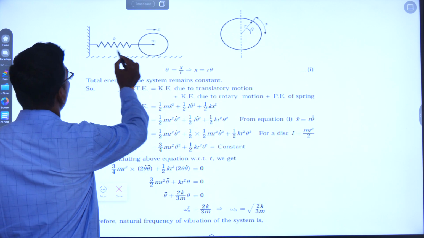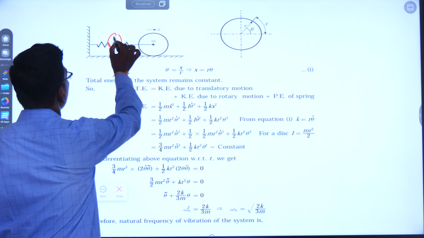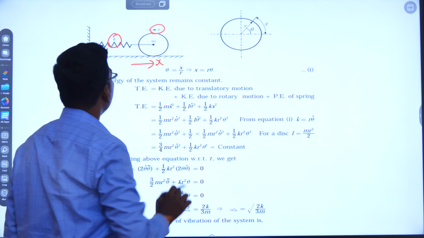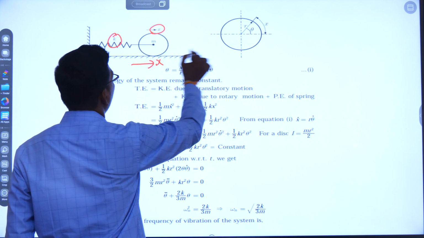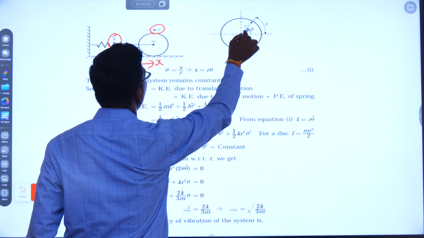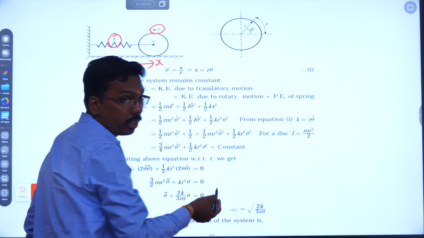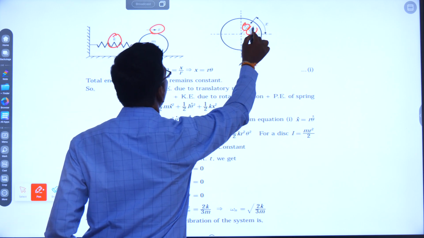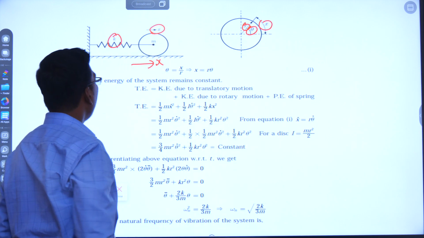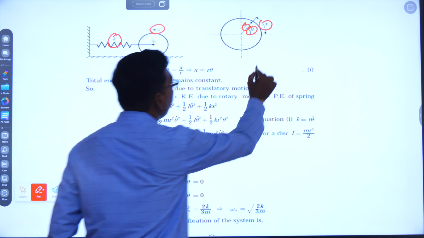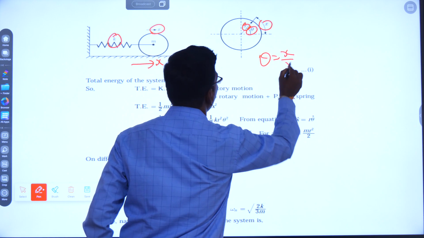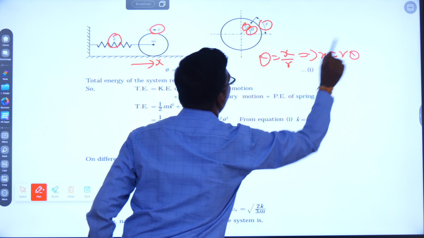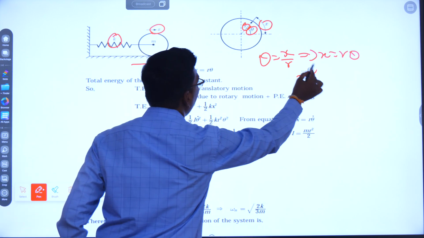Right, now the mass has to be connected with the spring constant. This direction is the x direction. Then we have to take the disc separately here. I have to draw the complete nomenclature of the diagram. So this is the radius r, this is theta, this is the x direction. Then theta is equal to x by r, so x is equal to r theta. This is equation number 1.